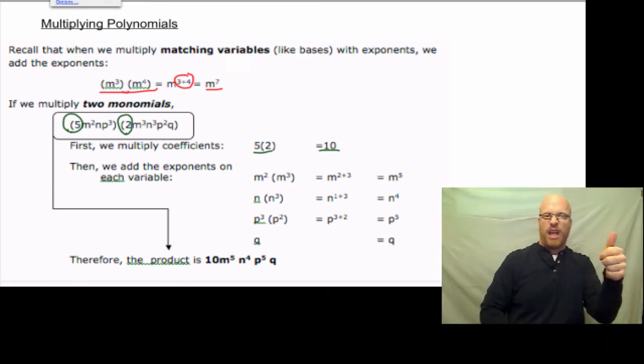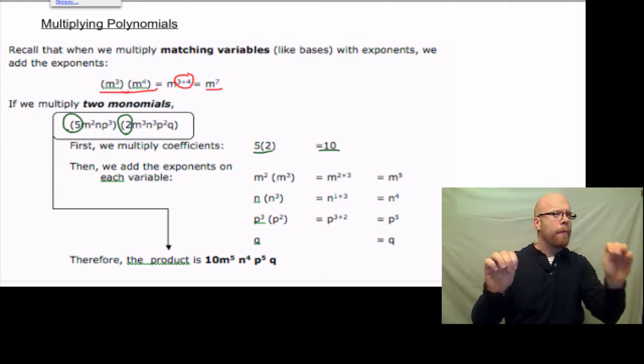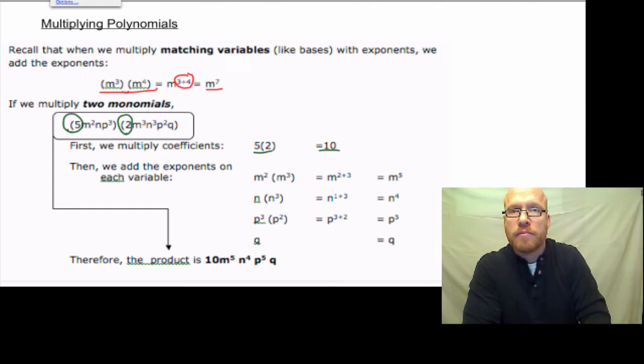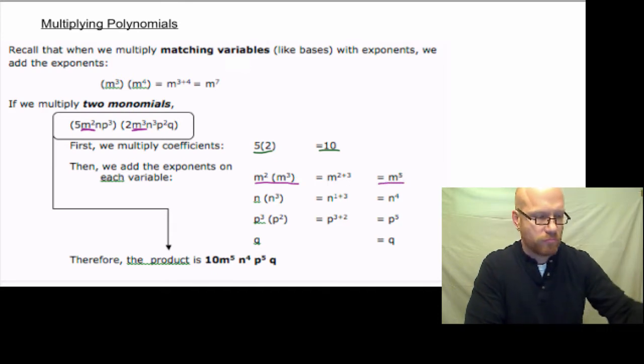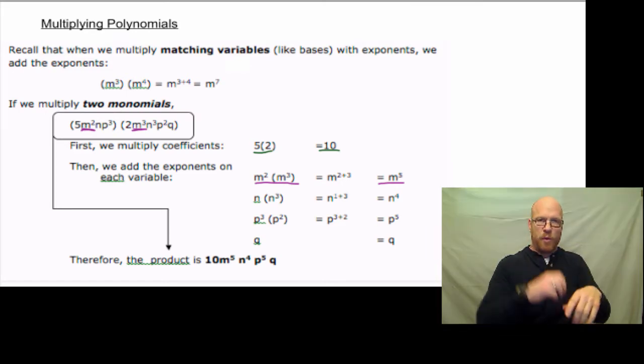We're going to multiply 5 times 2, and it's 10. We'll hold this right there. Next, we have a first variable, m. We have to look for an m in the other term, and we see that here. So now, we have m squared times m cubed is m to the fifth.